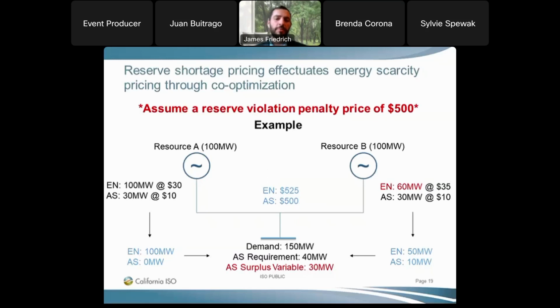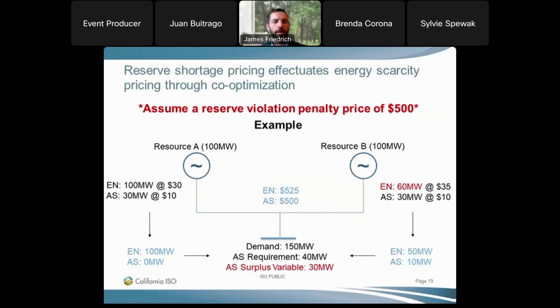So the energy and the AS prices have gone up significantly in this example. And then the AS price of $500 is intuitive because that's the penalty price of the AS surplus variable. So we won't spend so much time on that. But why has the energy price gone up so much? And that is what I'm trying to focus on in this example.